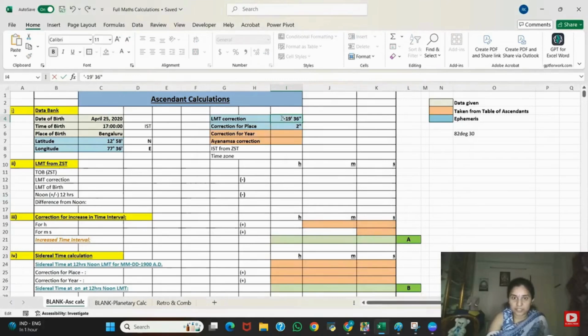Okay, let me make it like this. It looks better now. So LMT correction is 19 minutes 36 seconds and correction for place is 2 seconds.